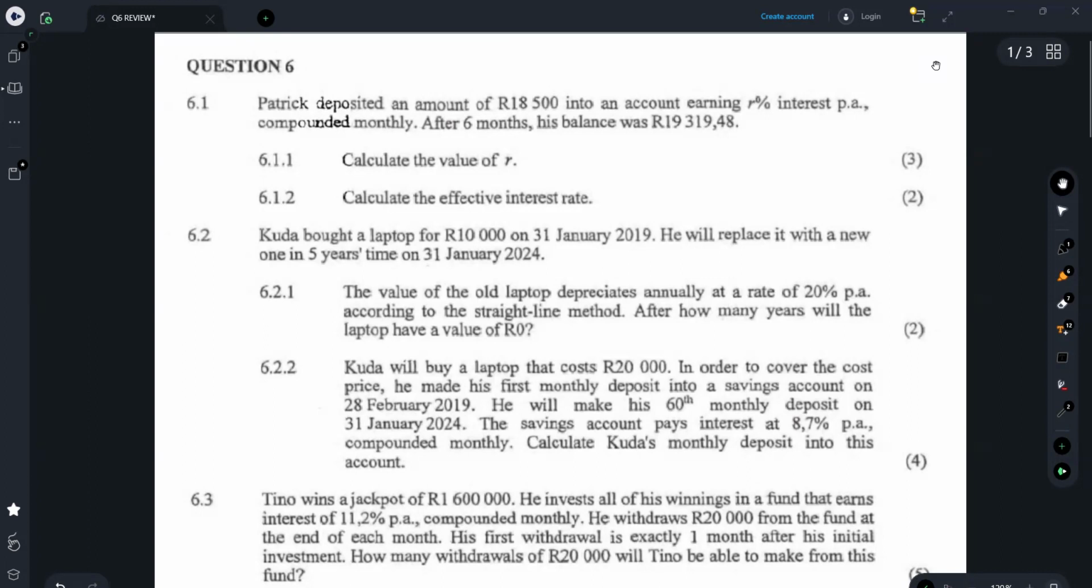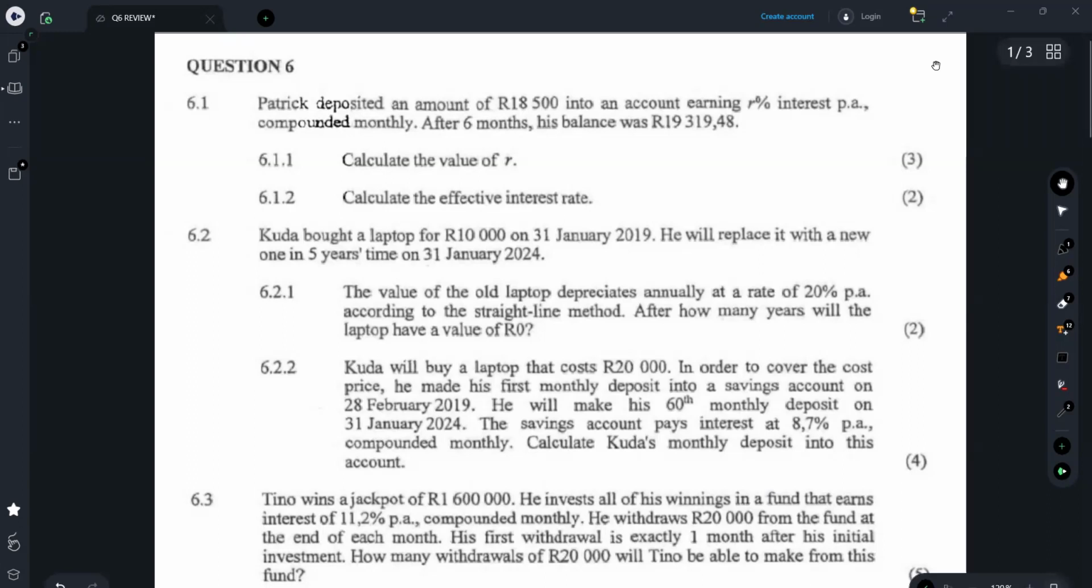Okay, so looking at 6.1, Patrick deposited an amount of 18,500 into an account earning R% interest per annum compounded monthly. And now they're saying that after 6 months, his balance was 19,319.48 cents. So now the first question here says that we must calculate the value of R, which is the percentage.